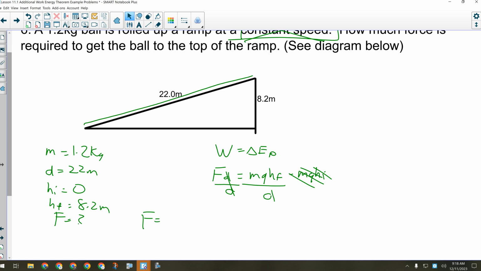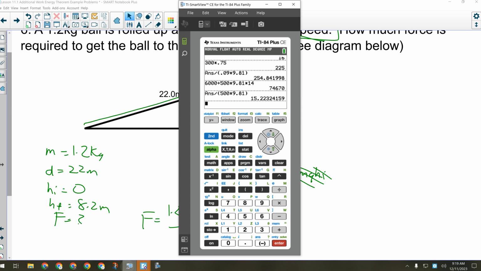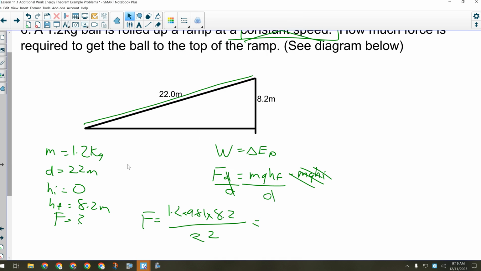Okay, force is going to equal 1.2 times 9.81 times 8.2 meters, okay, divided by 22 meters. All right, so 1.2 times, not divided, times 9.81 times 8.2. All right, divide that by 22. So I would have to use 4.4 newtons worth of force.